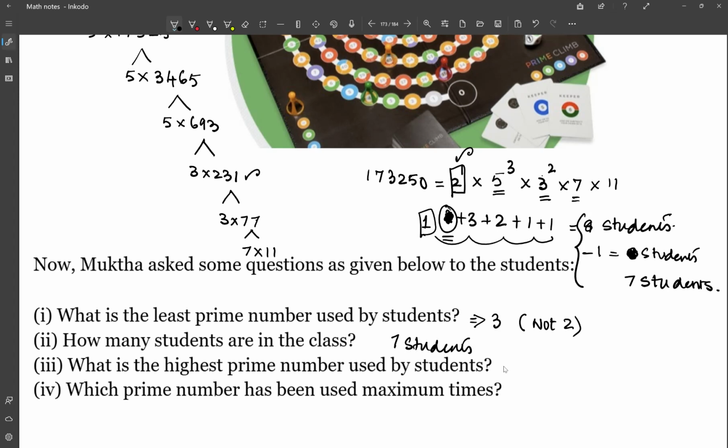What is the highest prime number used by the students? The highest prime number used by the students is 11. Which prime number has been used the maximum times, as in which prime number appears most number of times here? So 5 appears 3 times, 3 appears twice. So the prime number 5 appears 3 times. So that will be the answer.